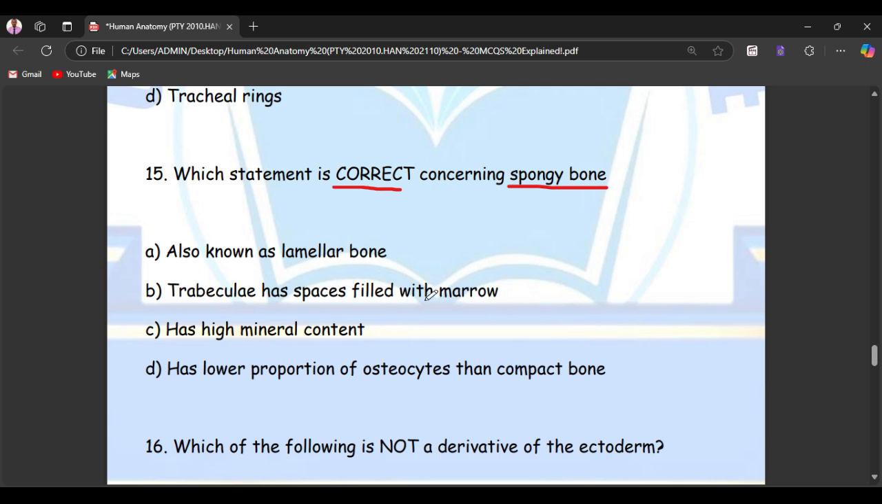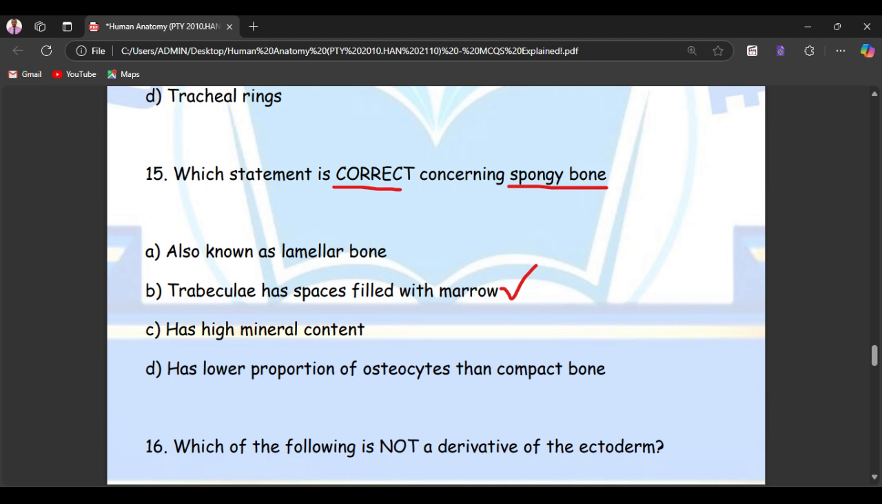Okay, for now we can skip this option. Then C is saying spongy bone has high mineral content. Then we go to D, which says has lower proportion of osteocytes than compact bone. So our answer to this question is supposed to be B, which is trabeculae has spaces filled with bone marrow.